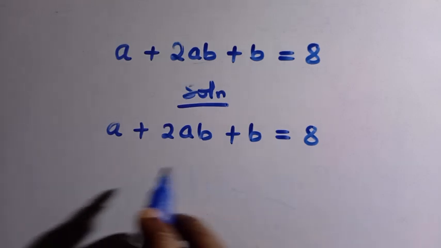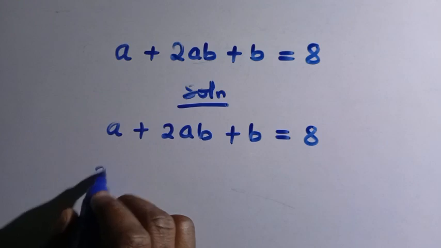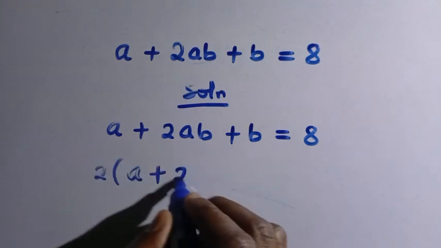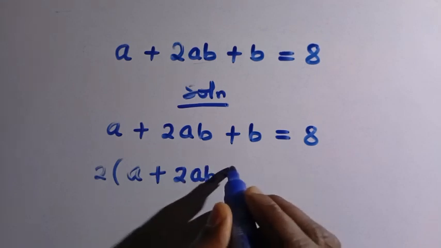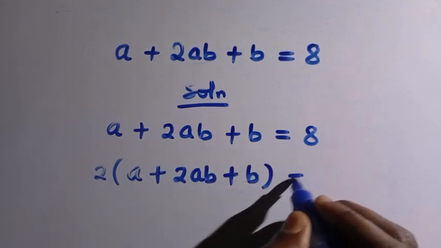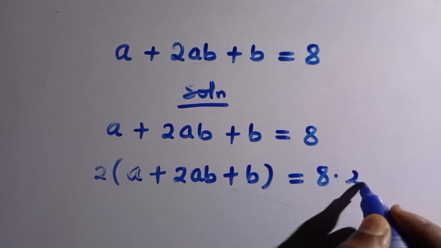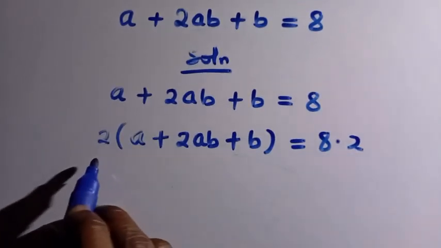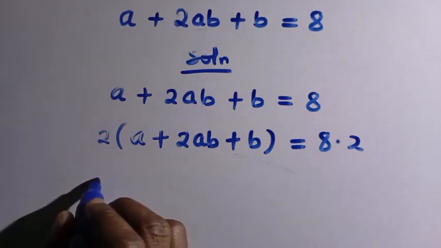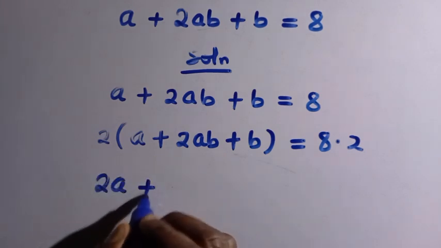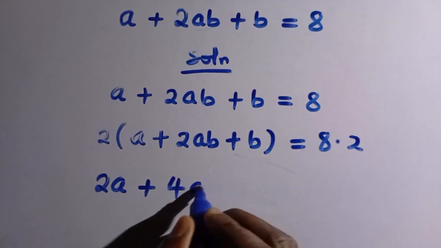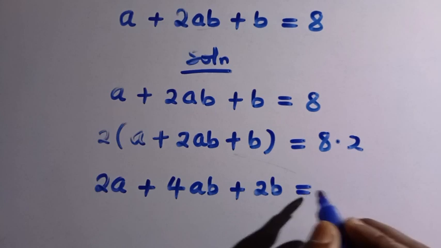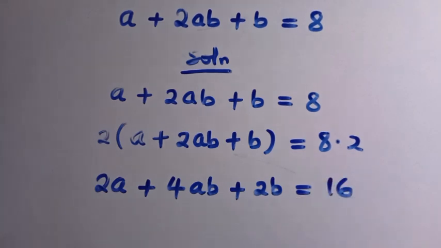So let's try and multiply both sides by 2. So we have 2 into the bracket of a plus 2ab plus b equals 8 multiplied by 2. And then when we expand the left hand side, we have 2a plus 4ab plus 2b equals 16.